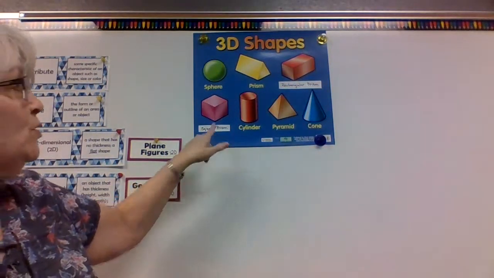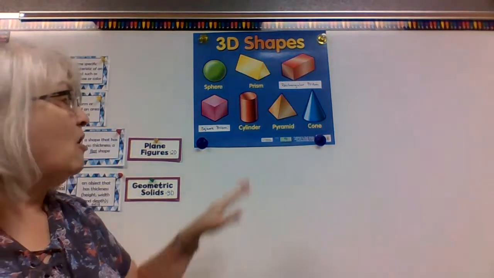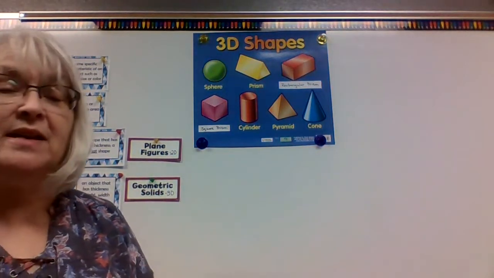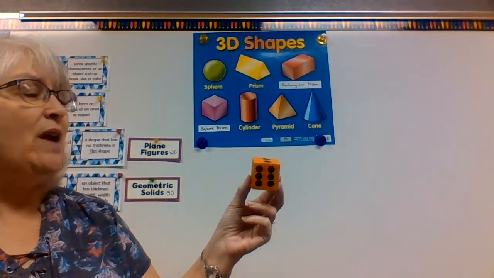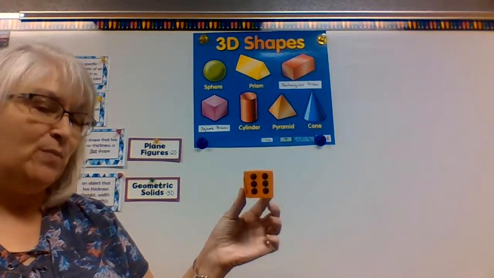Then next we have a square prism. Now there is one thing that we find in houses all the time that can be shaped like a square prism, and that is whenever you have dice. This one's kind of a large dice. It's a fun one. You can have them made out of different things.